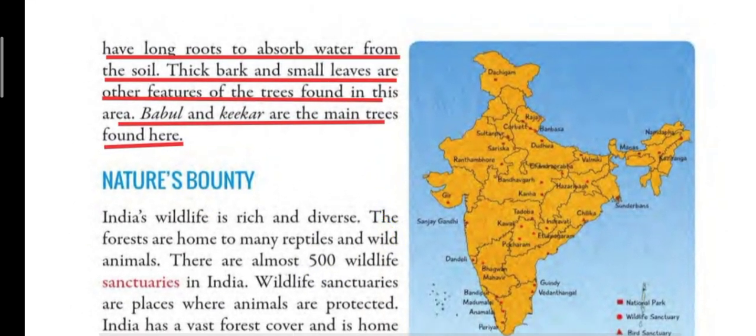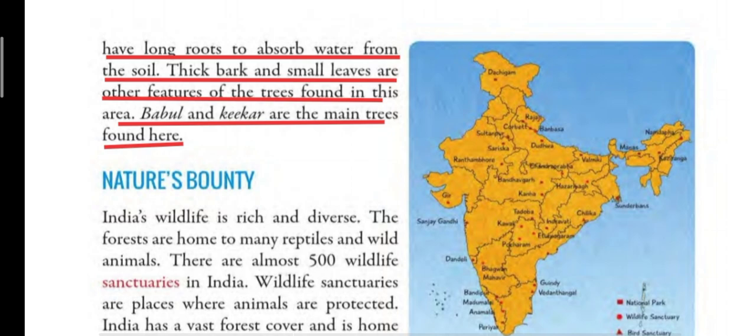Now children, another important feature of plants found here is that they have got thick bark. So the trees here have got thick bark. Now what do you mean by bark? Bark means पेड़ के छाल. So children, bark is the outer layer of the trunk of the tree. So here the trunk of the trees have thick outer layer which is known as bark, and they also have small leaves. So the leaves of the trees will not be very big in size. The leaves are quite small.